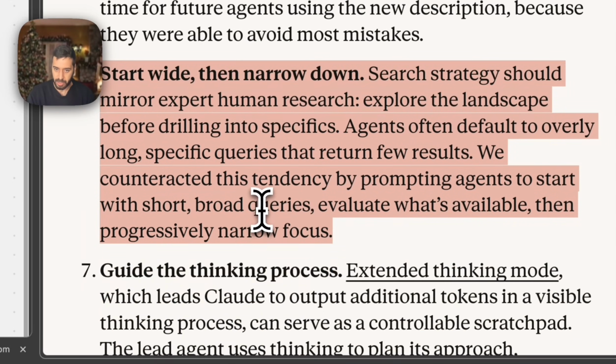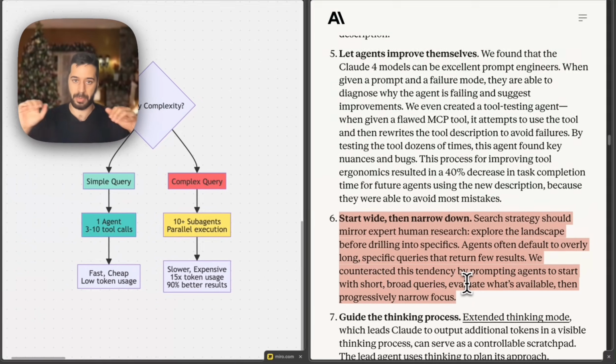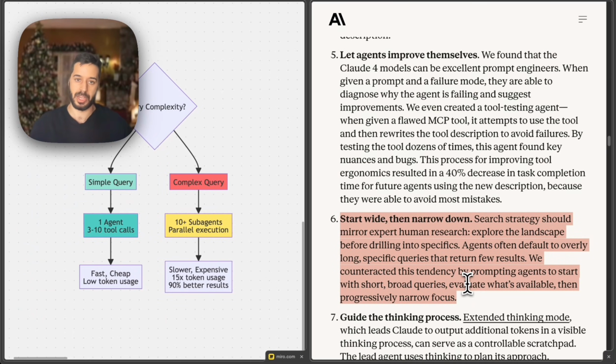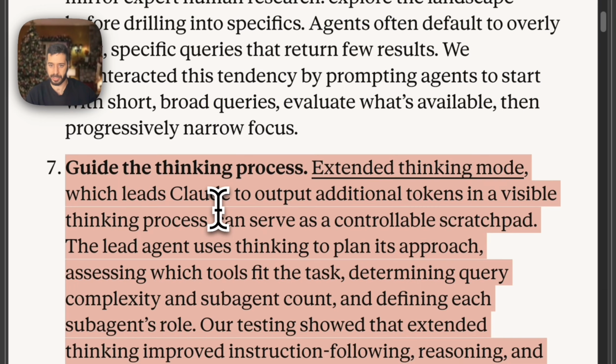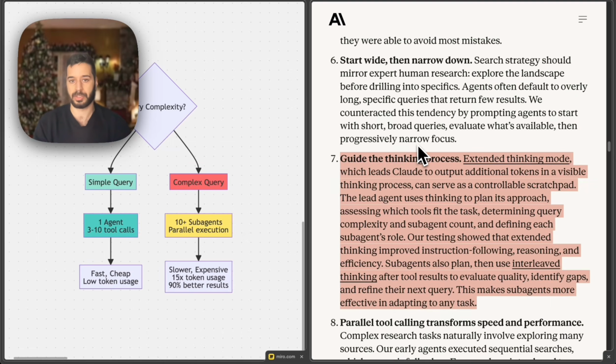Now, they also have a technique of start wide, narrow down. So it's like a breadth first search. It's like what humans do. When you do research, first you skim through the sources, and then whenever you want, you go deeper on the topic that you want. So you first start broad, and then you go deeper, and they actually describe this to the lead agent and also to the sub-agents to implement this concept. They also introduce the extended thinking mode. They actually produce visible thinking tokens, and this thinking mode actually improved the results in general.